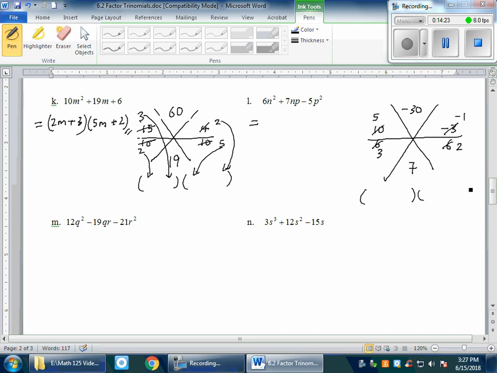So according to the rule, the denominator will become the coefficient of the first term, and the numerator will become the coefficient of the second term in each factor. So my answer will become 3n plus 5p, and then 2n minus 1p, and this will be my final answer. So when you have a variable at the end, all you have to do is just put that variable. Everything is the same thing.